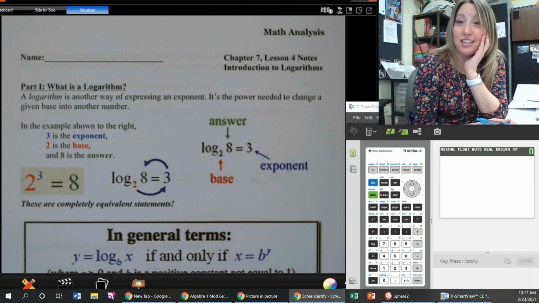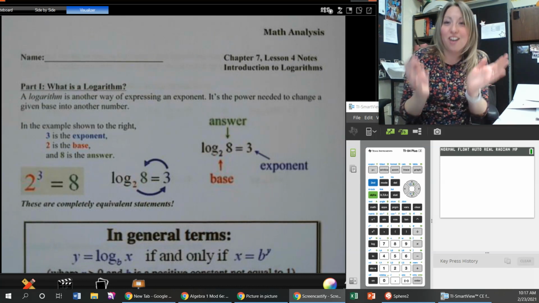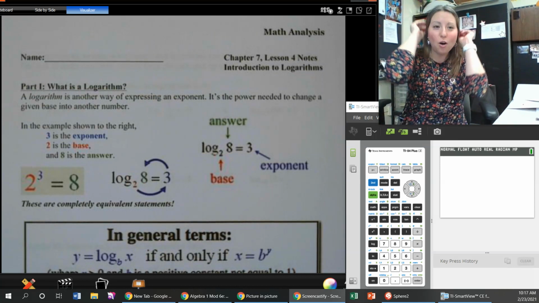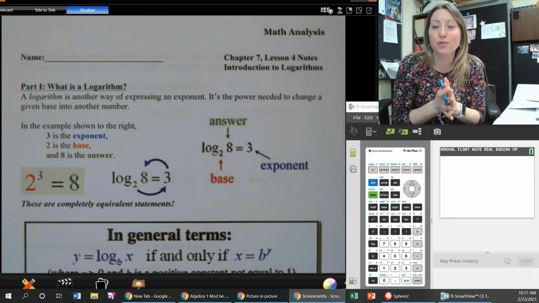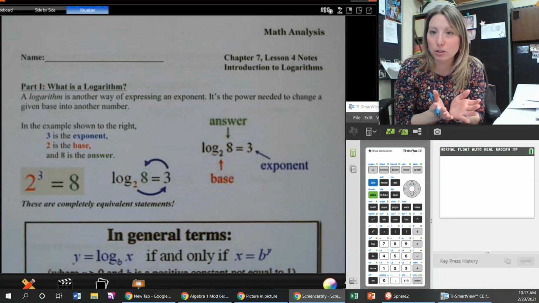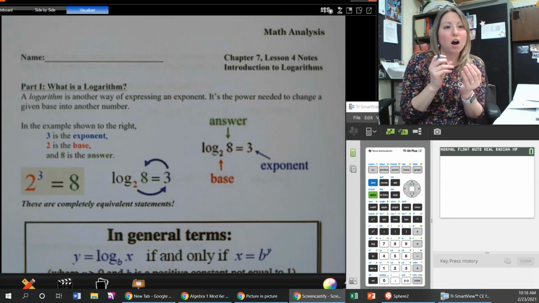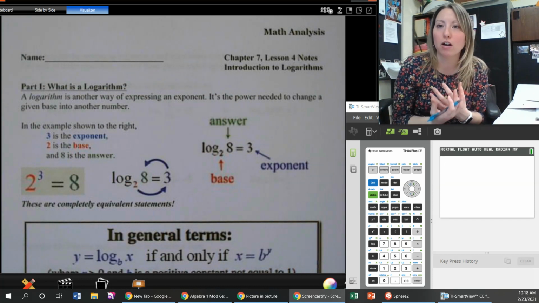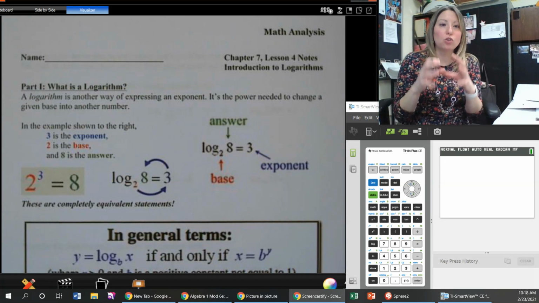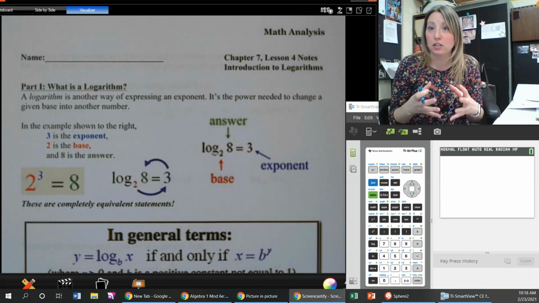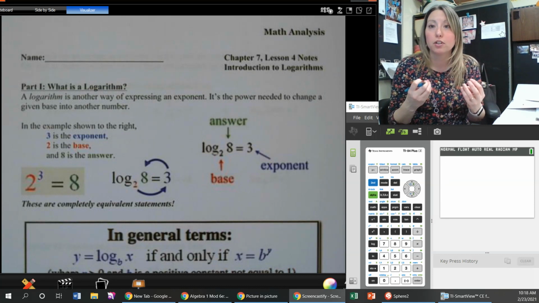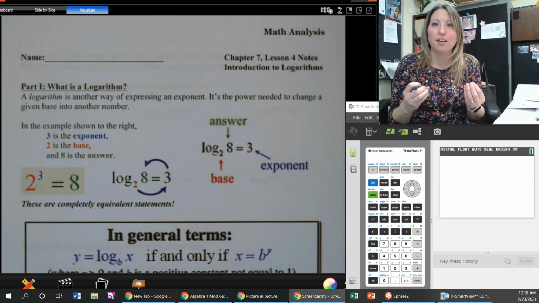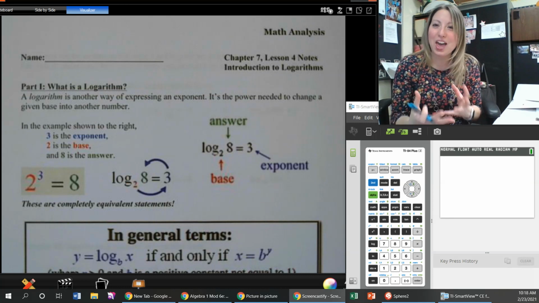We are finally getting into logs and what logarithms are. So, a logarithm is another way of expressing an exponent. Okay? We're changing our exponent so that we can start expressing exponents that aren't just integers and fractions. Okay, that's where we're looking into.